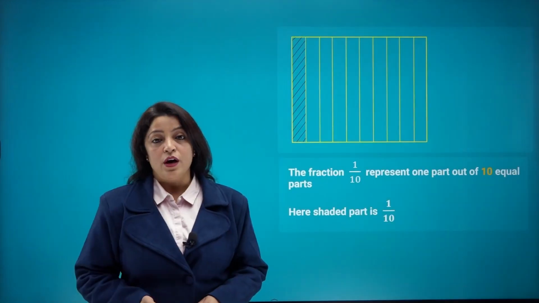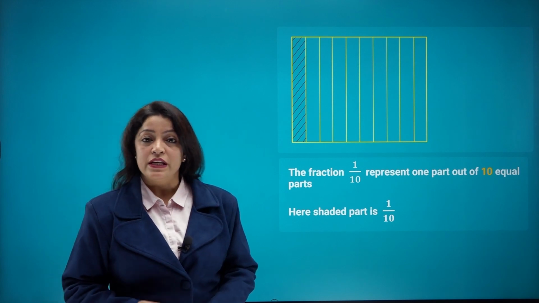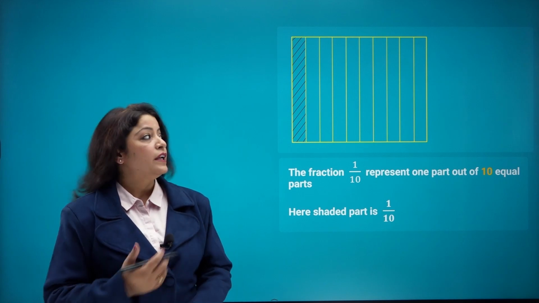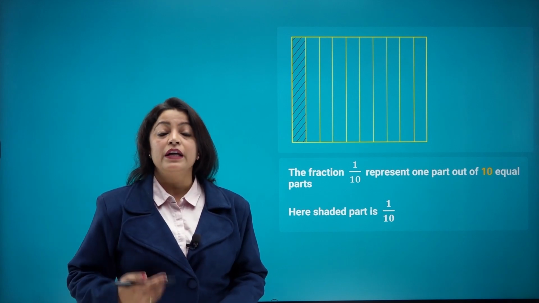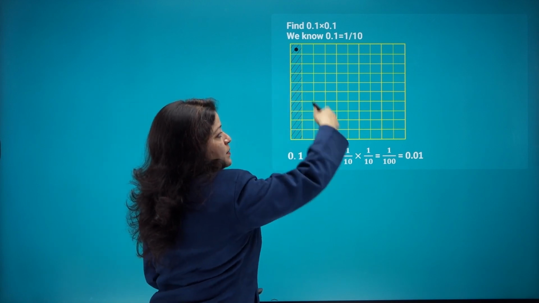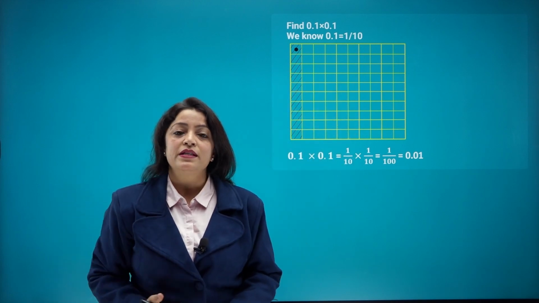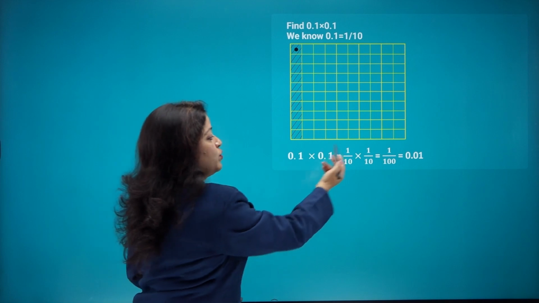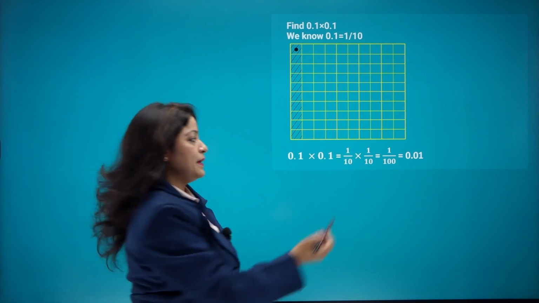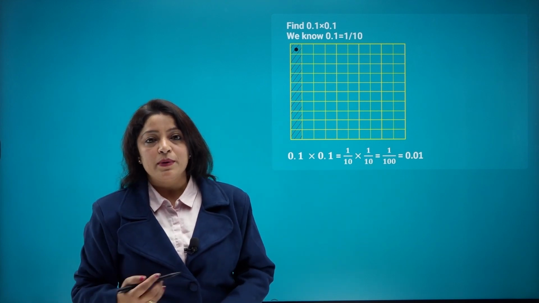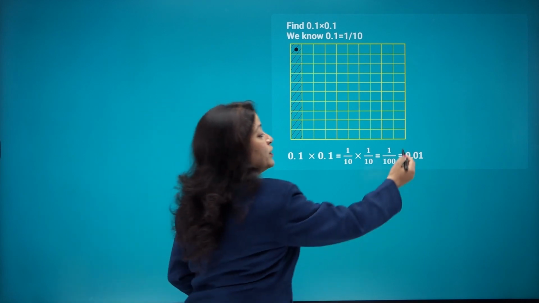So how to multiply decimal numbers? Let us see that. So now here from this particular grid we see that if one part is shaded out of 10, then it will represent 1 over 10. Now what if I divide this square into rows also? That means I make a grid of 10 by 10, that is rows as well as columns. So here you can see 10 rows and 10 columns, right? And we know 0.1 is 1 over 10. So if I multiply 1 over 10 by 1 over 10, I'll get 1 times 1, that is 1, and 10 times 10, that is 100. And 1 over 100 will be what? 0.01.